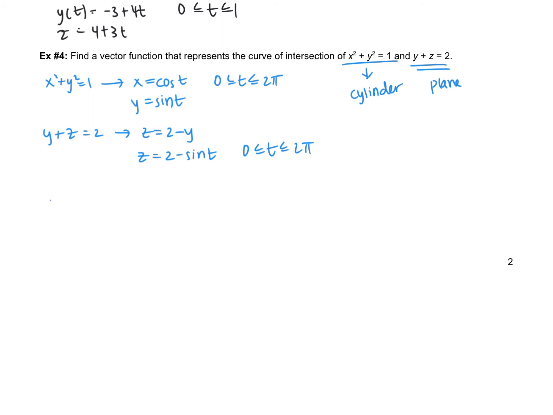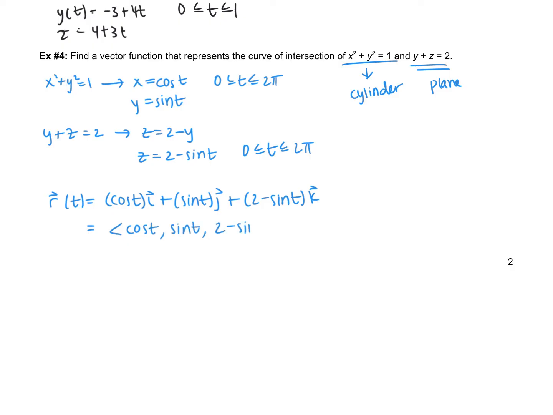So if we want a vector function then, r of t in this case is going to be cosine of t i, add sine of t j, add 2 subtract sine of t k. Or you could also write that in bracket notation. And then, of course, t is from 0 to 2 pi.